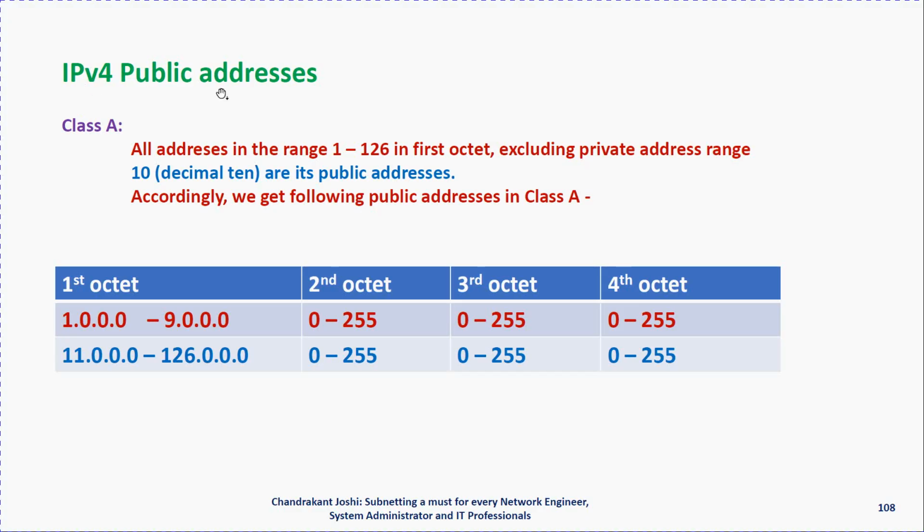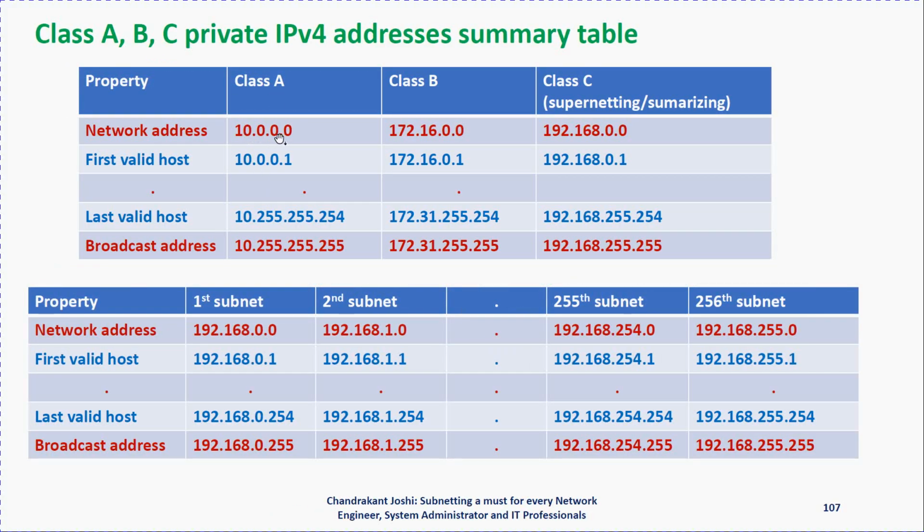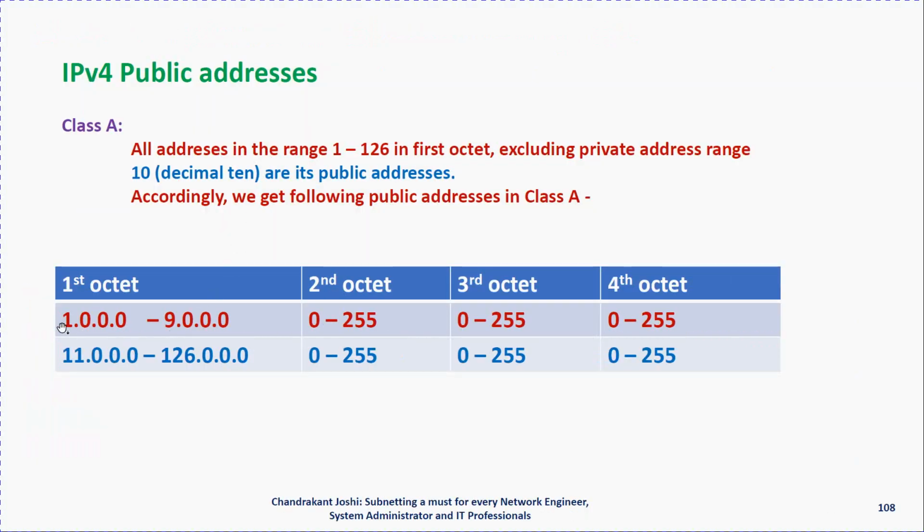Now let us see what the public addresses are. We have also seen in one of the videos that for class A, the first octet range is 1 to 126. So from this range, if you get rid of number 10 — why number 10? Because for class A, the whole of the 10 series is private. So if I get rid of this 10, it becomes 1 through 9 and 11 through 126. Then these addresses are the public addresses. The second, third, and fourth octets can be any values between 0 and 255. At present, we are interested only in the first octet value.